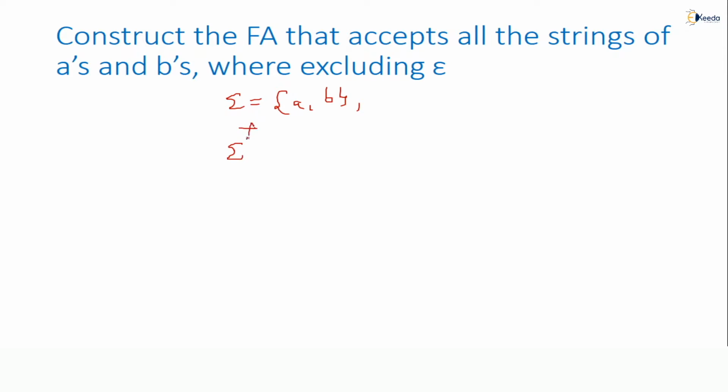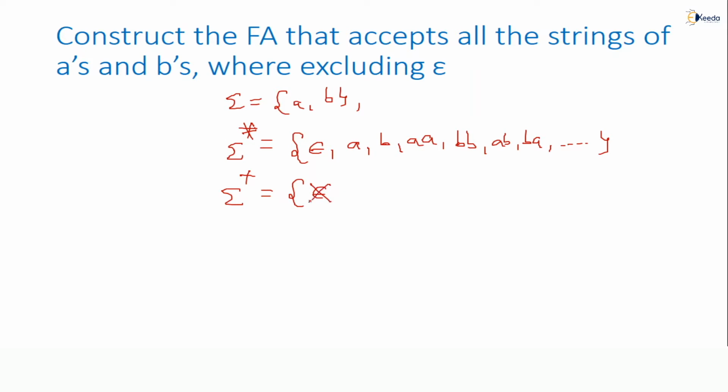Now for this, what could the sigma star here? This sigma star is epsilon, A comma B comma AA, BB, AB, BA, like many strings will be there. Now as I told you, positive closure also, what could be the sigma plus here? Epsilon will not be there. Only single A, single B, AA, BB, AB, BA, like any number of strings will be there. That you would understand. Sigma plus does not contain epsilon.